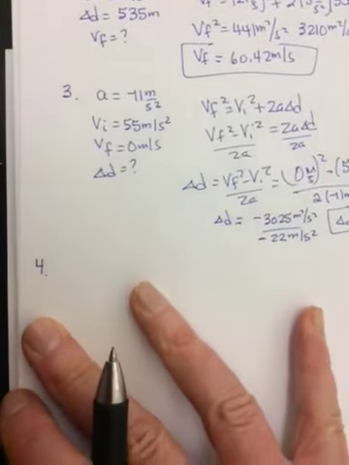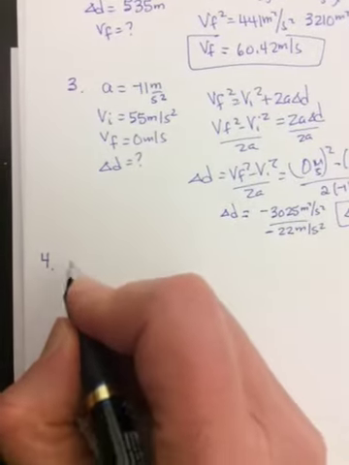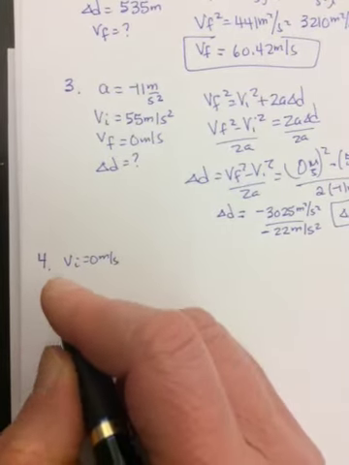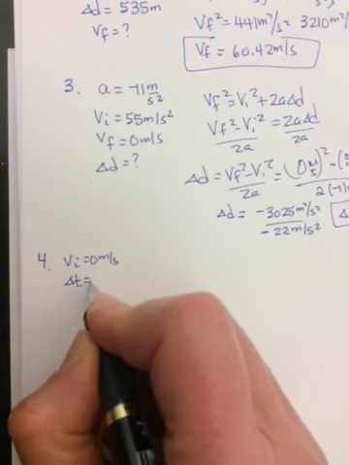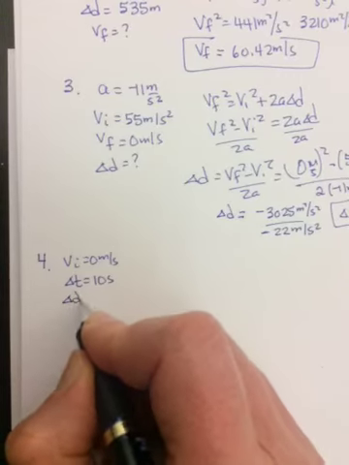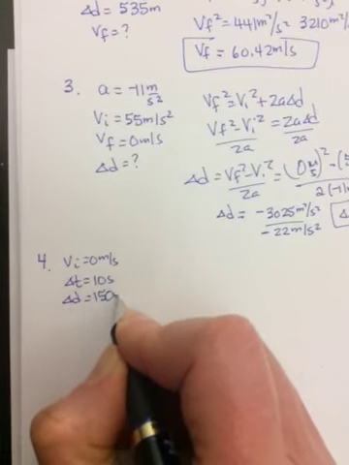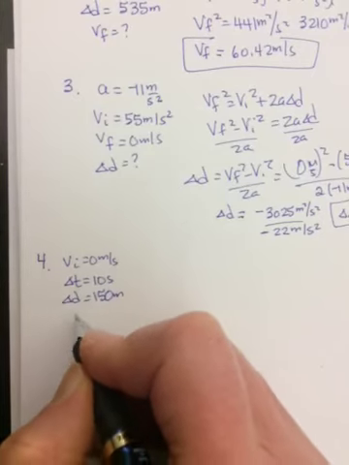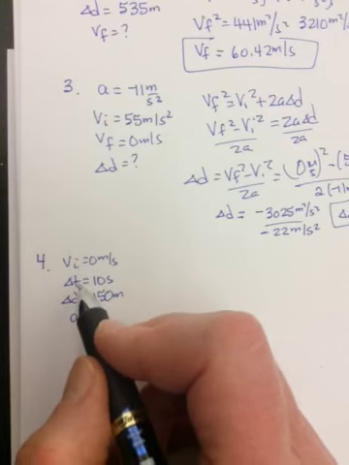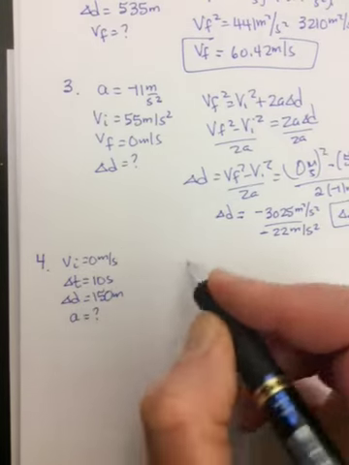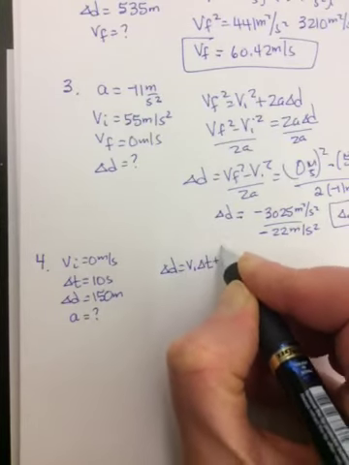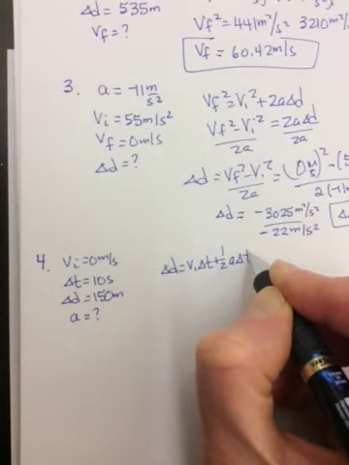Number 4 says, starting from rest, a car accelerates. So starting from rest, VI is 0. A car accelerates for 10 seconds, delta t is 10 seconds, until it covers a distance, delta d, of 150 meters. What is the acceleration? We're looking for A. So what equation do you have that has a VI, a delta t, a delta d, and an A in it? It would be delta d is equal to VI delta t plus 1/2 A delta t squared.